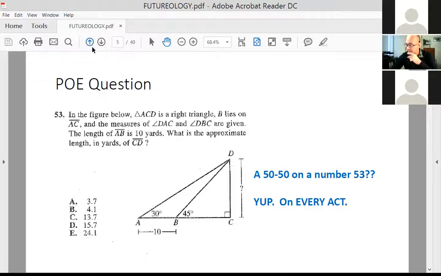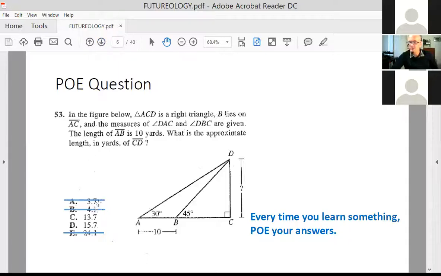Okay, so if you were just looking at the question, you would notice that they told us how long line segment AB is. It has a distance of 10. Well, that means that line segment CD, just by using some basic estimation, is probably not going to be 3.7 or 4.1. It's probably quite a bit longer than that. But it's probably not going to be 24.1 either. That's going to be much too long.